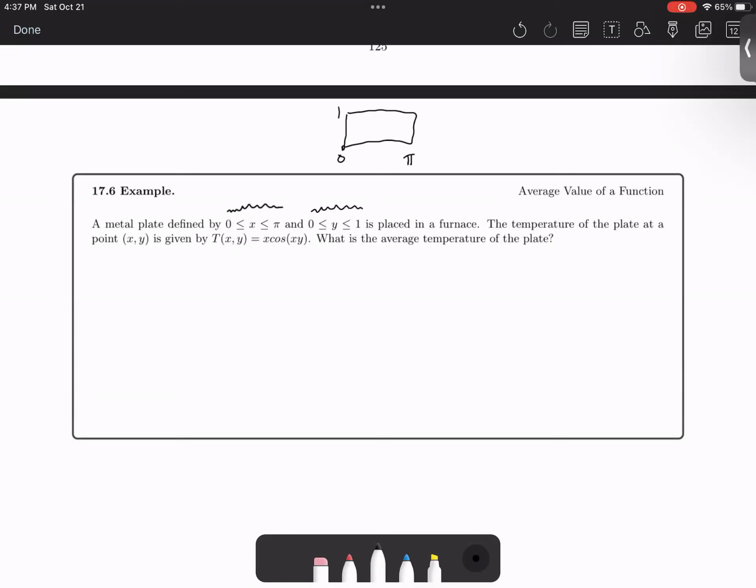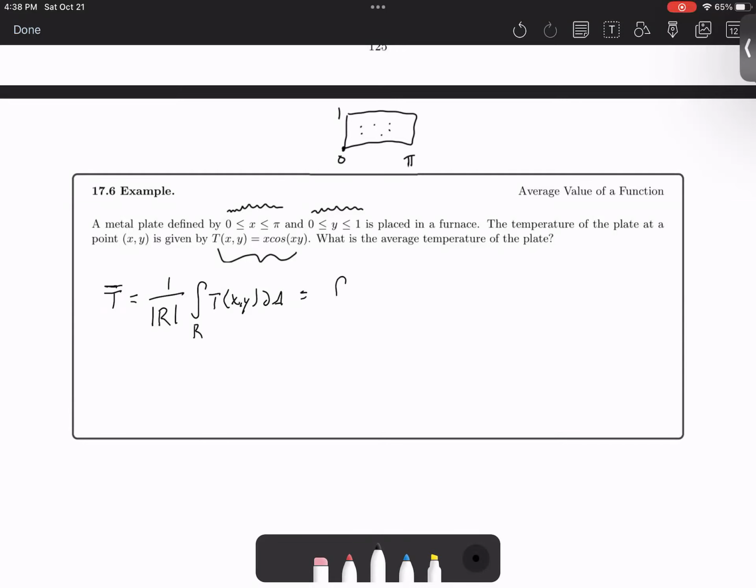All right, I've got this rectangular plate, and I place it in a furnace, and the temperature of the plate at any point on this plate is given to me by this function. What's the average temperature? So to find the average of a function, let's maybe denote that with T bar. It is the integral of the temperature over the region, and then divided by the size of the region. So let me just maybe denote that with the magnitude of R, or the absolute value of R.